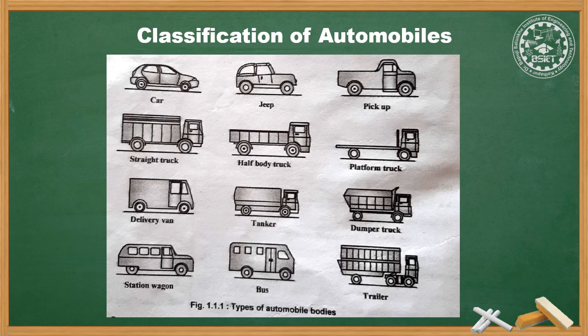According to the body construction, the cars can be divided into two types, that is passenger cars and heavy vehicle or truck. In passenger cars, there are sedan, saloon, liftback, that is hatchback, wagon, coupe, limousine, etc. Whereas in heavy vehicle, truck half body, tanker, dumper, etc. Below figure shows the types of automobile bodies: car, jeep, pickup truck, straight truck, half body truck, platform truck, delivery van, tanker, dumper, station wagon, bus, and trailer.